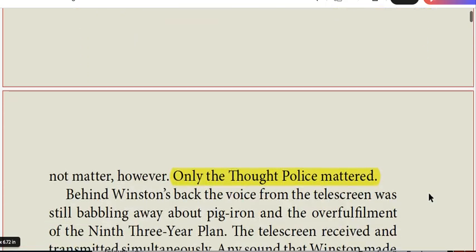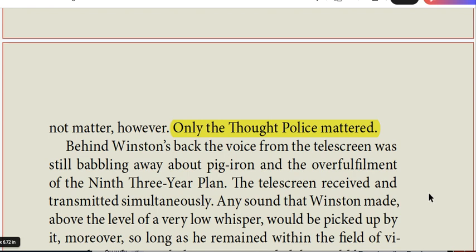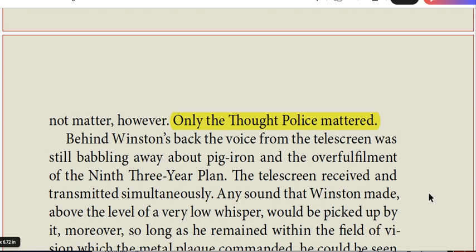The patrols did not matter, however, only the thought police mattered. So, according to the writer, thought police was more strong as compared to the surveillance police. Thought police was stronger because they could find out what a person is thinking and how a person should think, and they would guide, propagate, and lead the people to think in a specific way. So the thoughts of the people were also controlled.